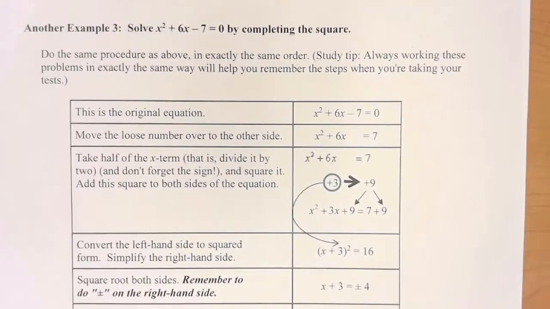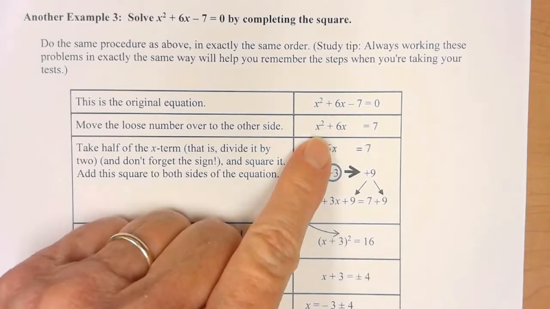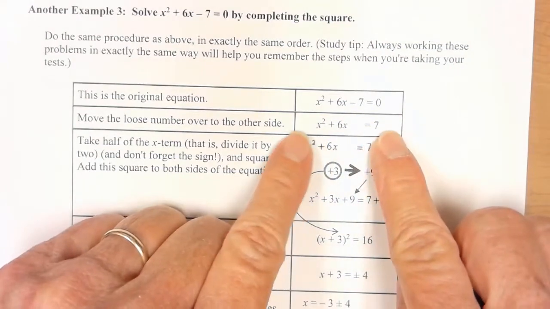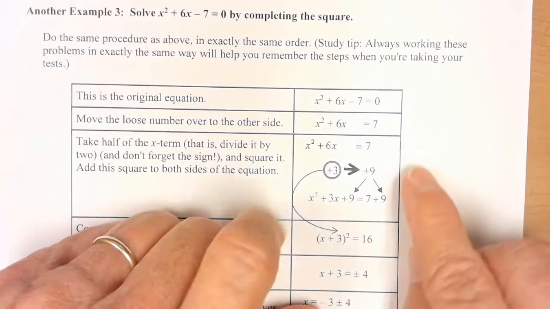Now, I've got one more example. Now this one's a little bit easier than this. It says do the same procedure as above in exactly the same order. Study tip, always work these problems in exactly the same way. It will help you remember the steps when you're taking your test. So I've got my original. I move my constant to the other side. I leave room here. I've got a reason.